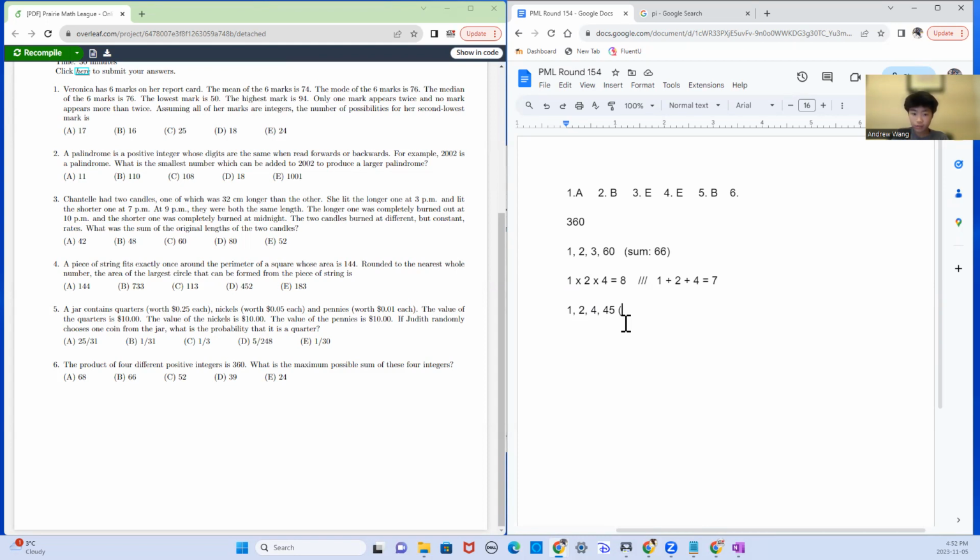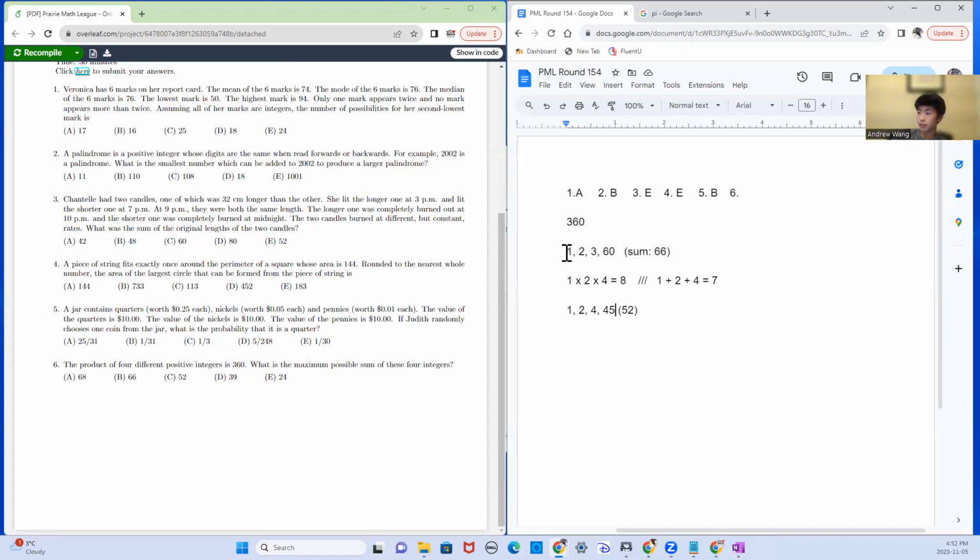So for 1, 2, and 4, 45 plus 7 is 52. So as you can see, that is significantly less than the sum of 1, 2, 3, and 60.